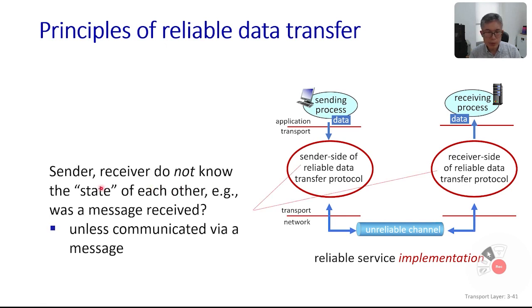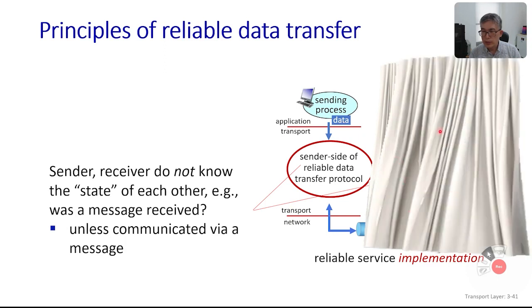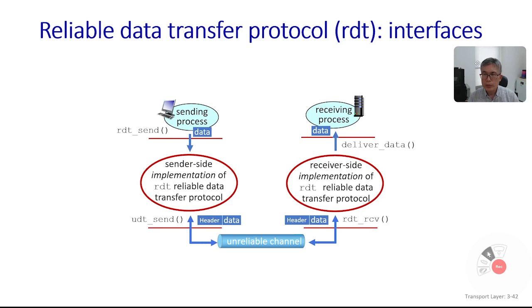The sender and receiver do not know the state of each other. Was a message received well or not? Unless they communicate via messages, the sender doesn't know the state of the receiver side. So we need a protocol: a reliable data transfer protocol is required. The sending process calls the RDT, reliable data transfer, send function, and then the UDT, unreliable data transfer, function is called. On the receiver side, the reliable data transfer receive function delivers data from the packet payload.